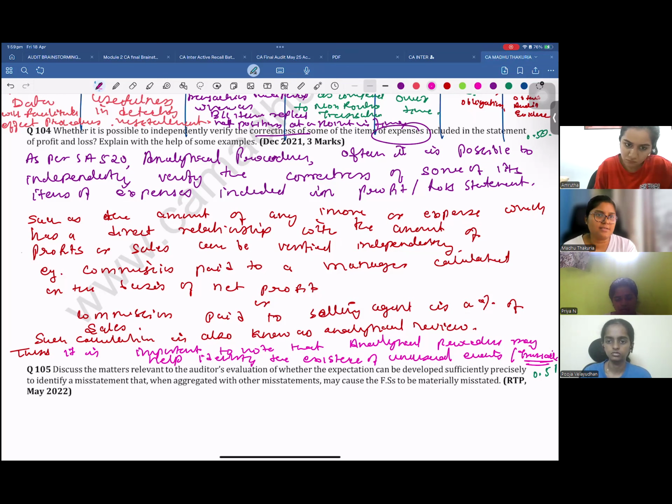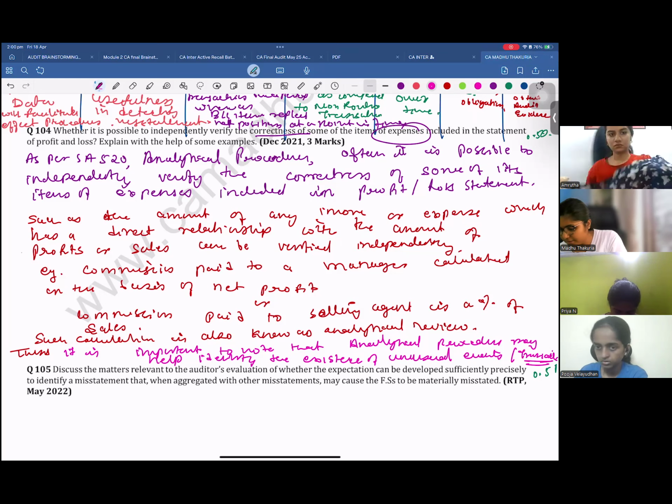Now, how do you analyze this? What you do is take the basic salary of all the employees, multiply it by 20%, and see if the amount comes to 2.5 crores. If it doesn't, then it is a fluctuation, and you will ask the client why this is not matching with your incentive policy. So that is what they are asserting, that some of the items of expenses in the P&L statement can be verified independently. And I have also given a few more examples in the question itself.